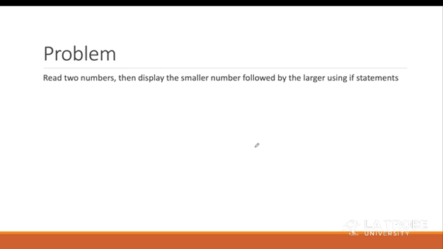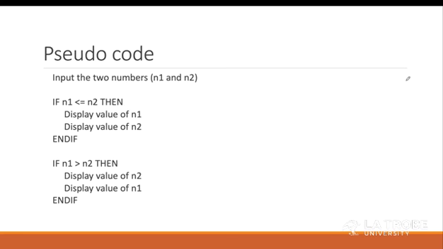Now, another problem is: read two numbers, then display the smaller number followed by the larger using if statements. So you need to use if statements and you need to compare the two numbers. But for the display, you need to display the smaller number first and then the larger number.